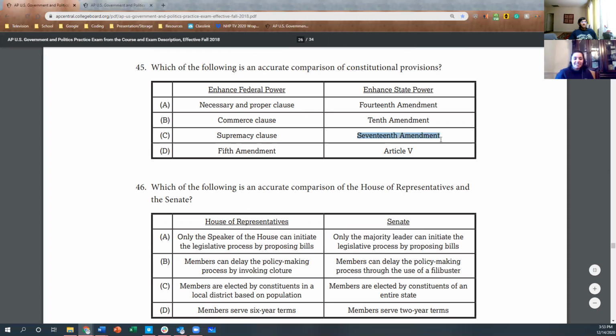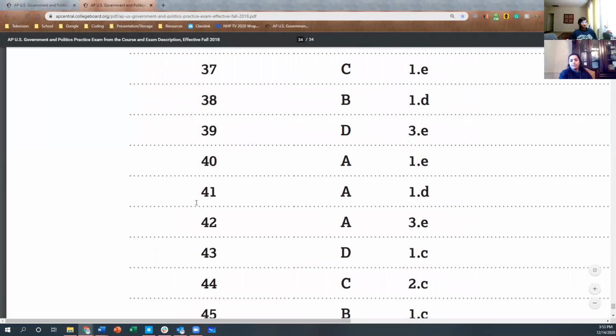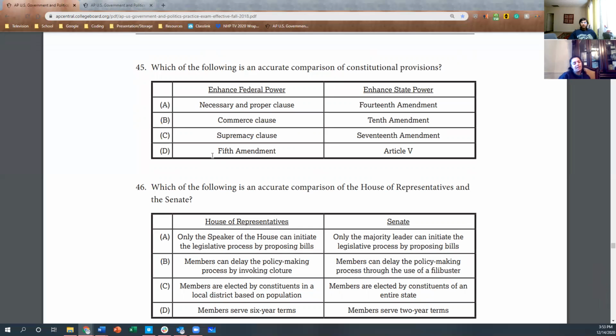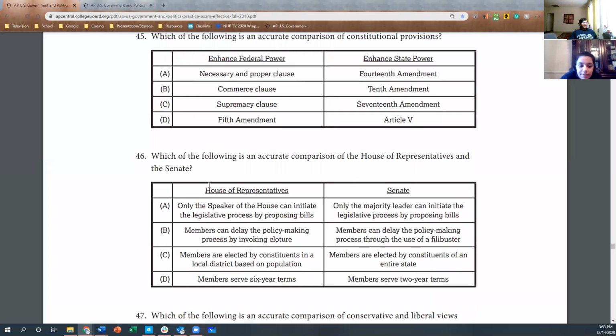What's the 17th Amendment? Is that the one that has to do with electing senators? Yes. Okay. It's B. We said B, right? Yes. The 17th Amendment is where the people vote for the Senate instead of the state. Yes, House of Representatives and Senate. Okay.